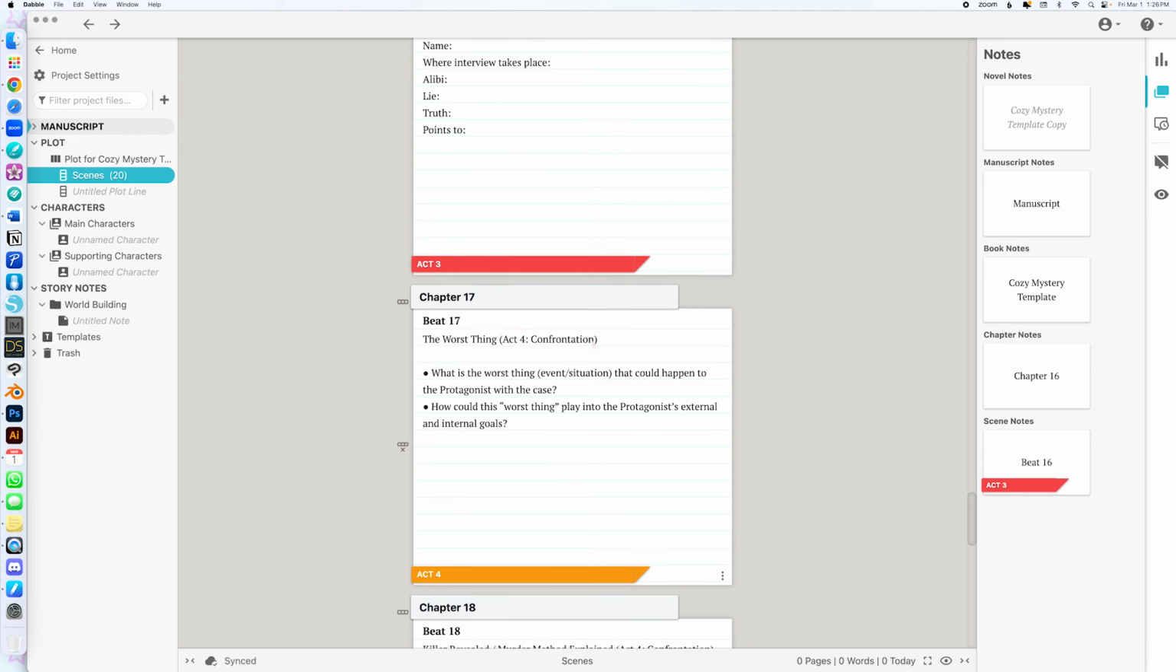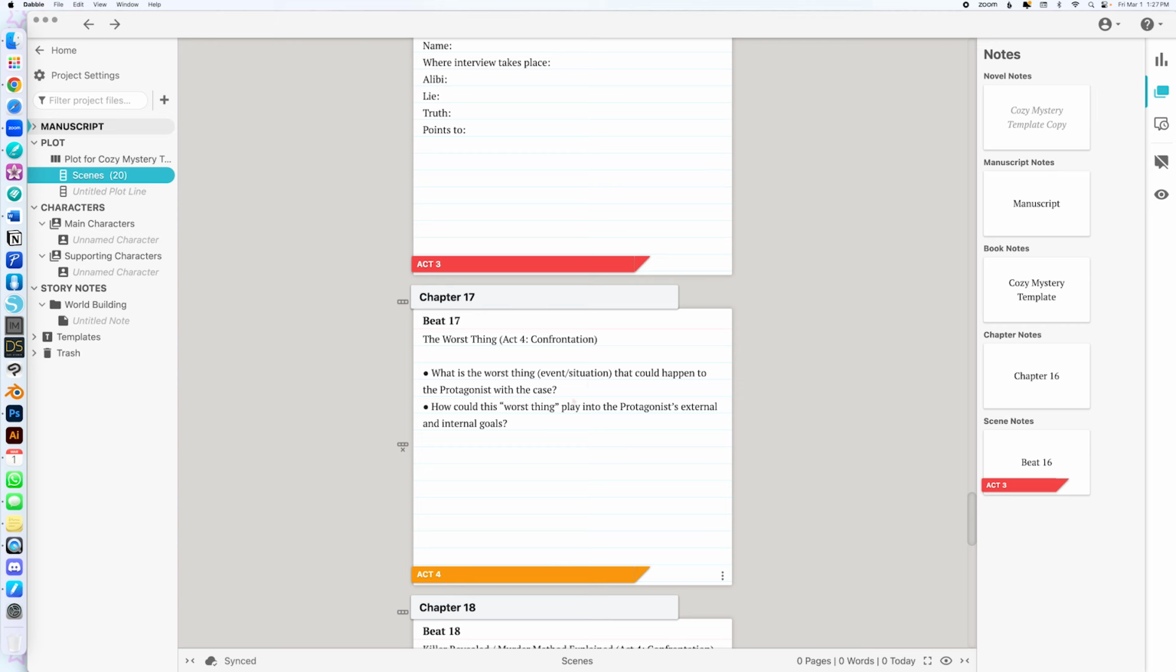And then beat 17, which is the worst thing, and this is Act 4 now. So the worst thing, and now we're in the confrontation phase, which means that the protagonist is about to confront the antagonist. We're really building up to the end of the story here.